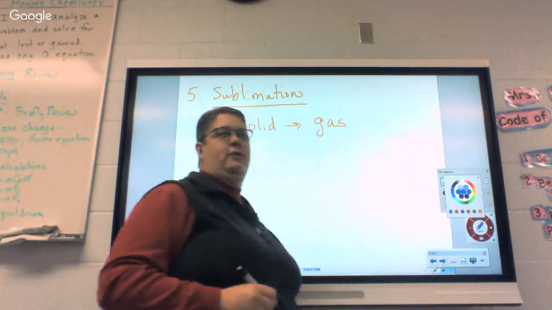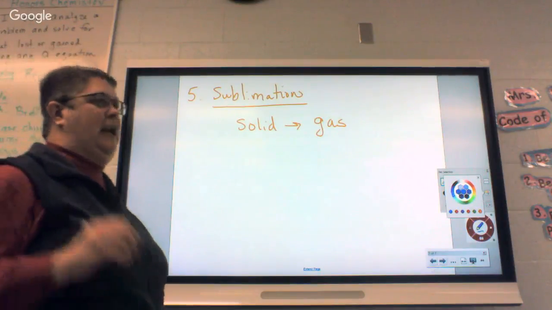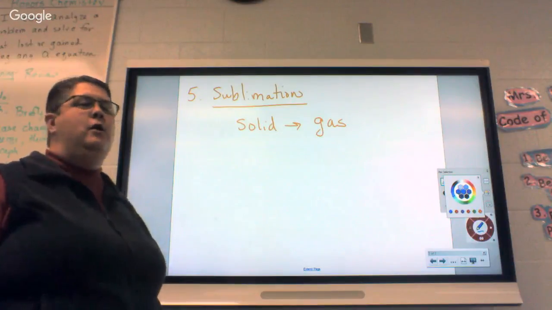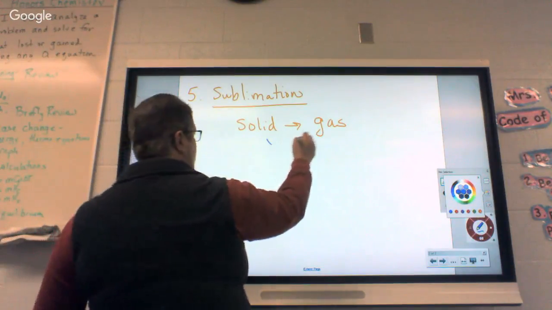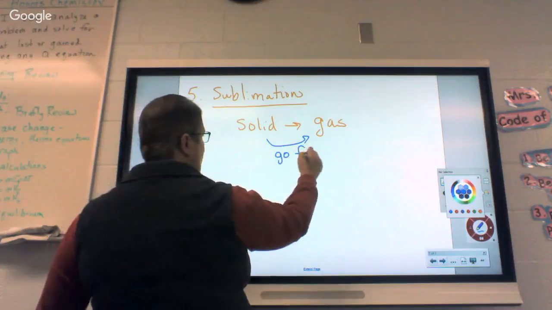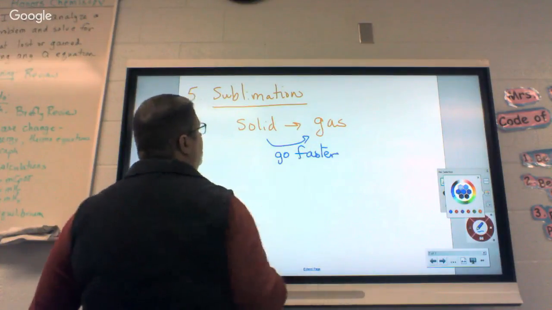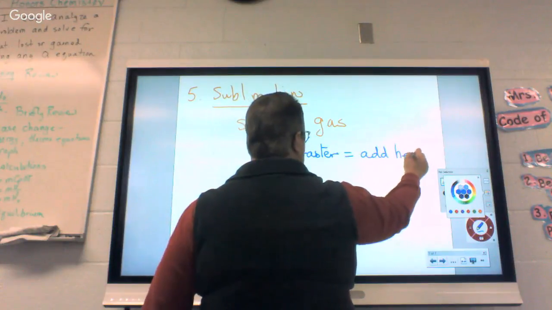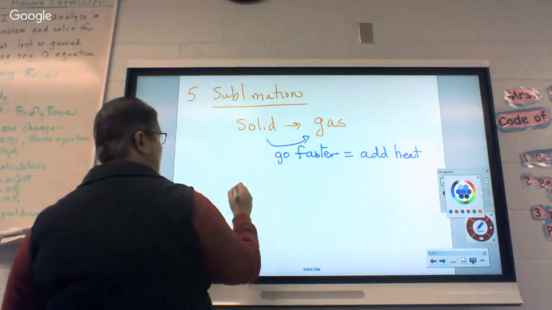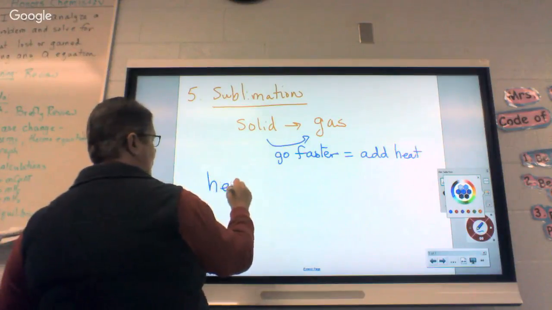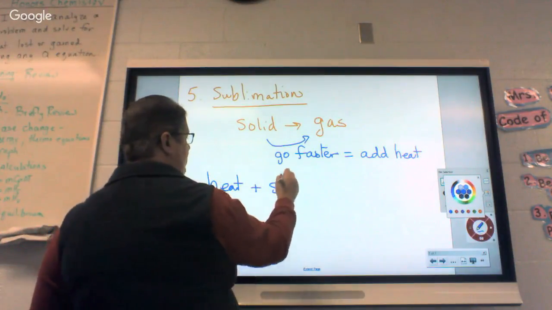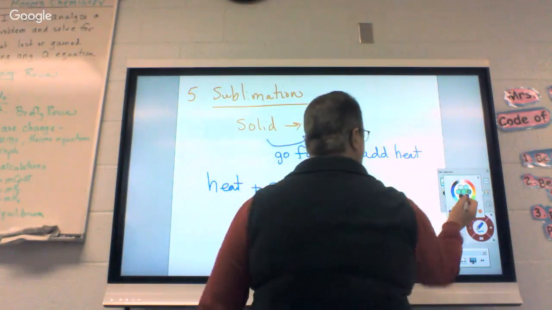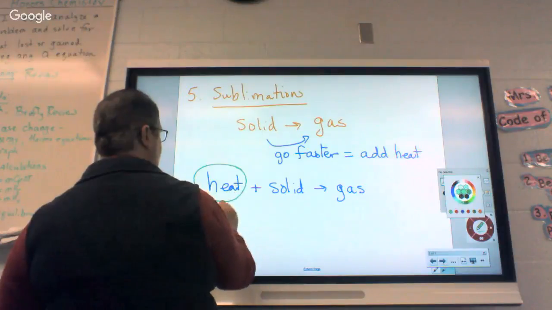It's the opposite of deposition. Sublimation changes from a solid to a gas. So, again, do we want the particles to go faster or slower? Faster. So, if we want the particles to go faster, do we have to add heat or remove heat? We have to add heat. So, if we have to add heat, that means we're going to put it on the solid side, right? So we're going to have heat plus solid yields the gas. So we know that this is endothermic.